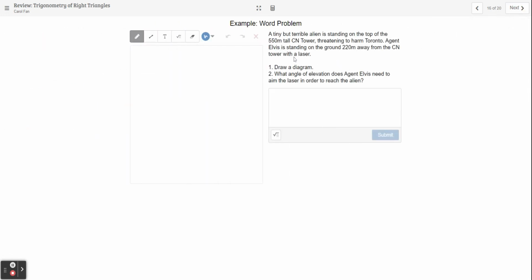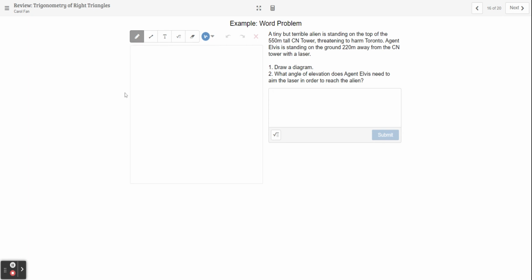Okay, let's do another question. We have a tiny but terrible alien standing on the top of the 550-meter tall CN Tower, threatening to harm Toronto. Agent Elvis is standing on the ground 220 meters away from the CN Tower with a laser. We need to draw a diagram and answer the question, what angle of elevation does Agent Elvis need to aim the laser at in order to reach the alien?